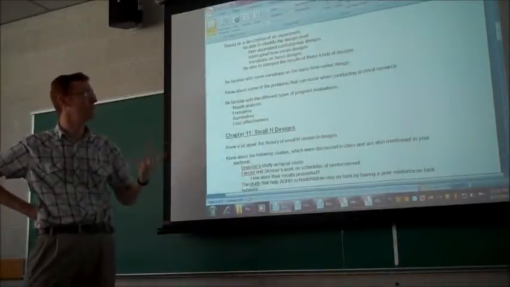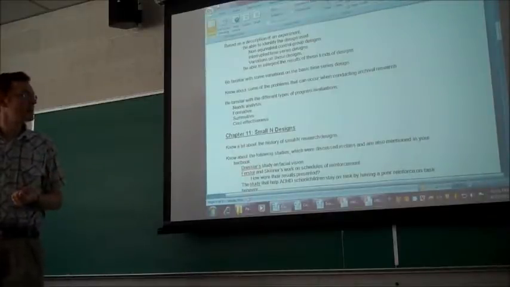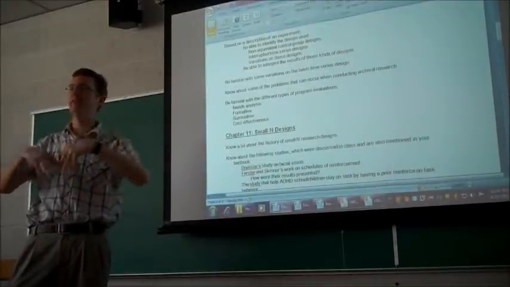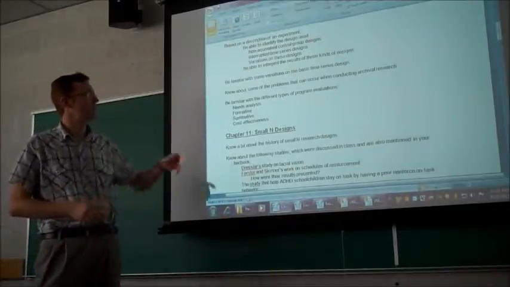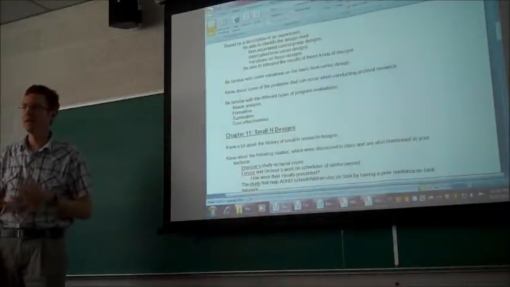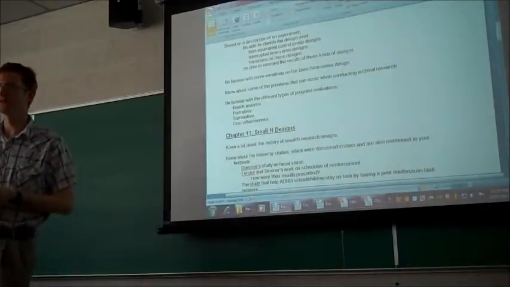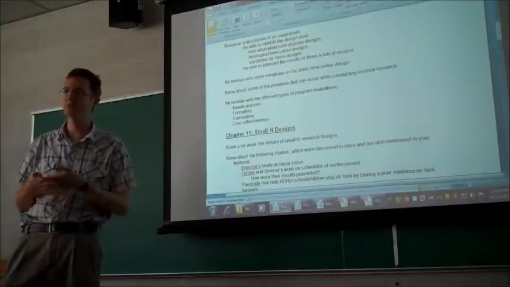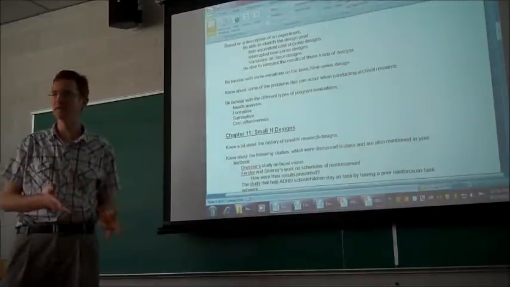So be able to determine if they're using non-equivalent control groups, interrupted time series. Remember, interrupted time series is when you're doing multiple pre-tests, and then you give a treatment, and then you do multiple post-tests. And then we talked about some variations on those designs. So just make sure that you're able to pick out what's being used, and also to interpret the results of those designs. And we went over examples of each one of these in class, so you should be able to review your old notes on these designs and then apply them on the exam.